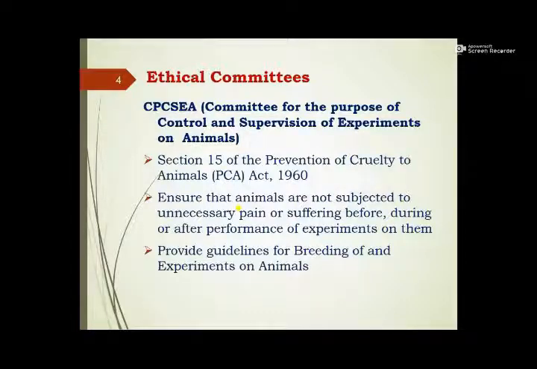This committee also provides guidelines for breeding of and experiments on animals. It mainly provides the basic guidelines on how to design the animal house, how to keep the animals, and how to breed the animals. Also, this committee mainly focuses on ensuring minimum pain is given to experimental animals.